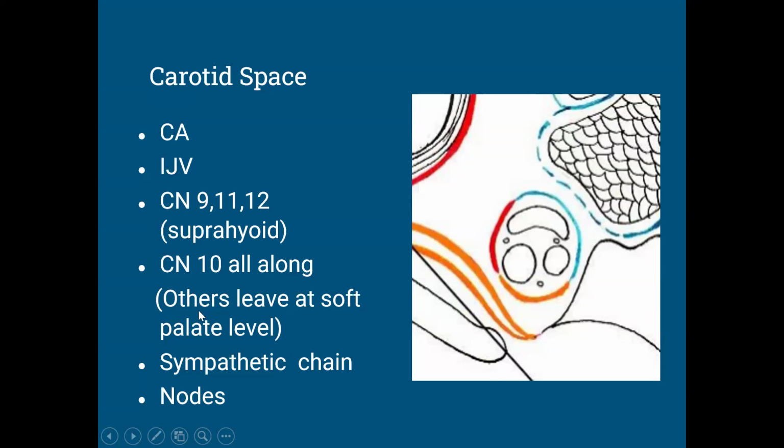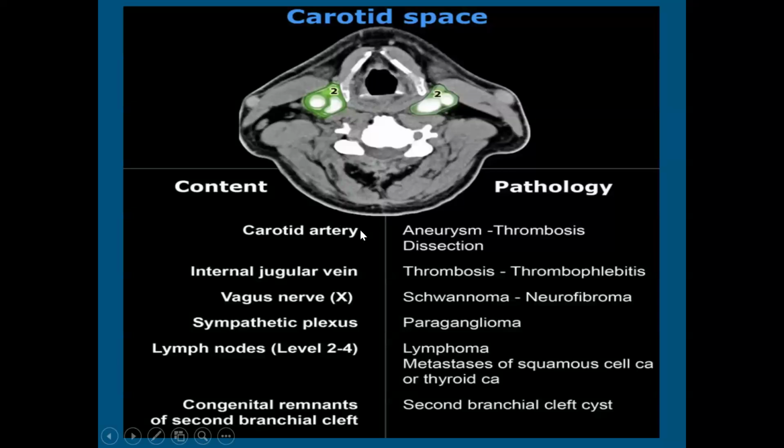So these are the components of the carotid space, and correspondingly, we can have their various pathologies. Related to the artery, we can have aneurysms, thrombosis, dissection. Likewise, related to the jugular vein, we can have thrombosis, thrombophlebitis. We can have neural tumors, schwannomas, neurofibromas. We can have paragangliomas, lymphoma, mets, and also a second branchial cleft cyst in this location. So these are the various pathologies which can arise in the carotid space.